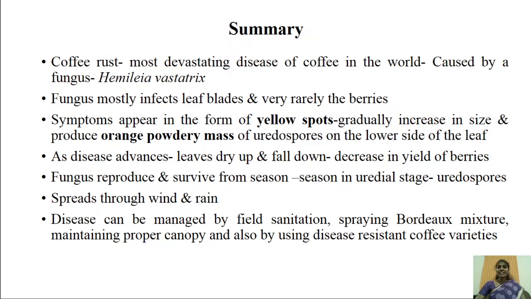It very rarely attacks the berries. Symptoms appear in the form of yellow spots, gradually increase in size and produce an orange powdery mass in the later stage, which is nothing but the uredosori enclosing a number of uredospores on the lower side of the leaf. As the disease advances, leaves start to dry up and fall off very early, prematurely, so there is a decrease in the yield of berries. The fungus reproduces and survives from season to season in the uredial stage, where uredospores are formed.